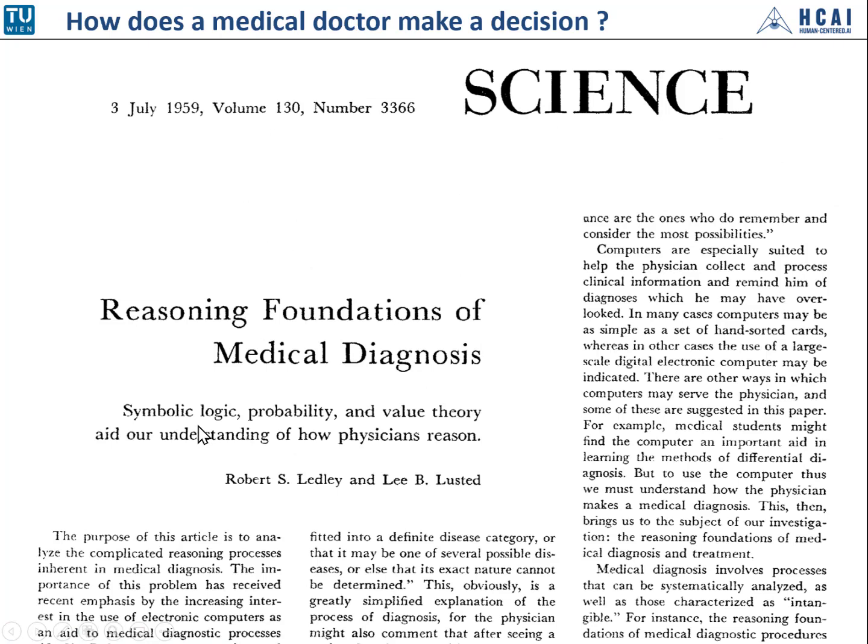Okay, so how does a medical doctor now make a decision? So if a physician is asked, how do you make a medical diagnosis? His explanation of the process might be as follows, and this was described already in this famous science paper from 3rd of July 1959, Reasoning Foundations of Medical Diagnosis. So, if we ask the medical doctor, he might answer, first, I obtain the case facts from the patient's history, the physical examination, the laboratory tests, and so on.